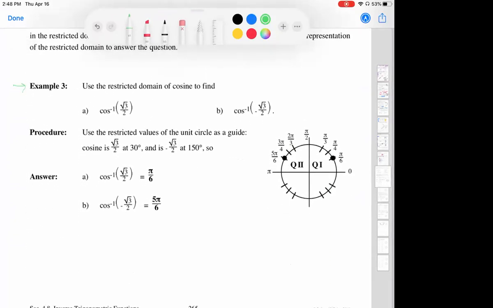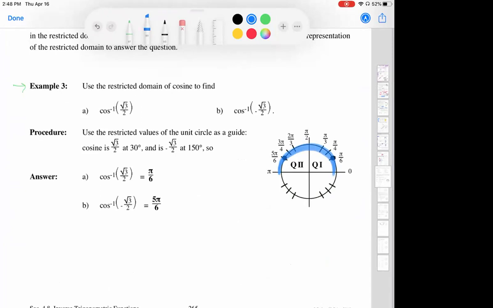Example 3, use the restricted domain of cosine to find those inverse functions. Now it has it highlighted here. For cosine, we can only work from 0 to pi. Everything else is not an argument, because that wouldn't make it a one-to-one function. Therefore, an inverse would not exist.